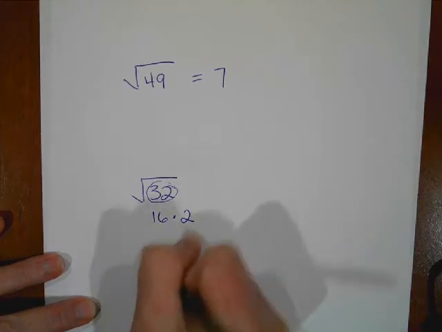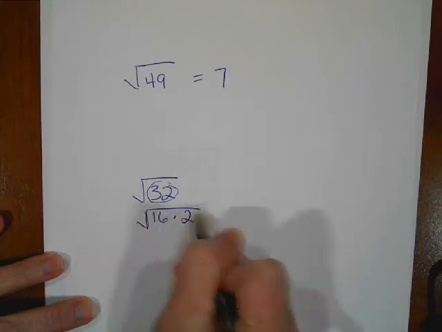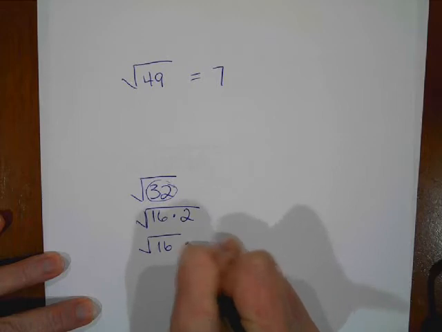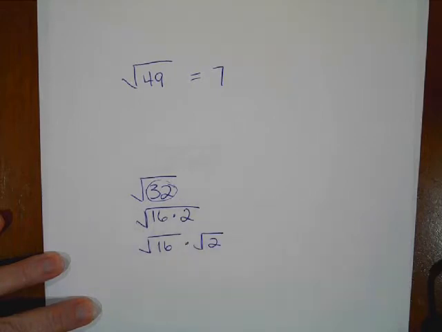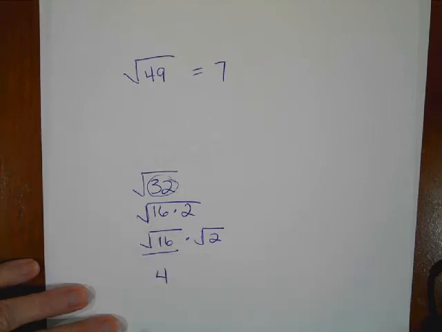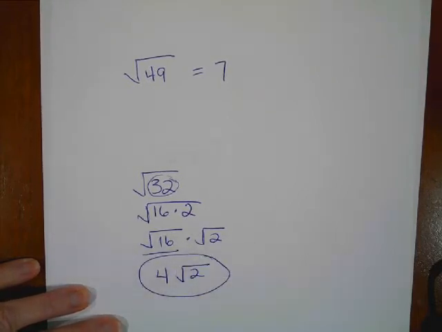And so what I can do is break this apart and do the square root of 16 times 2. And I can even break it apart more and do the square root of 16 times the square root of 2. Okay? Well, the square root of 16 is just 4, because 4 times 4 is 16. The square root of 2 is not perfect, so we just leave it there and it's attached. And that gives us the answer that we need.